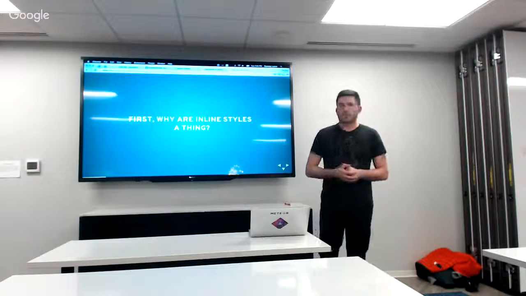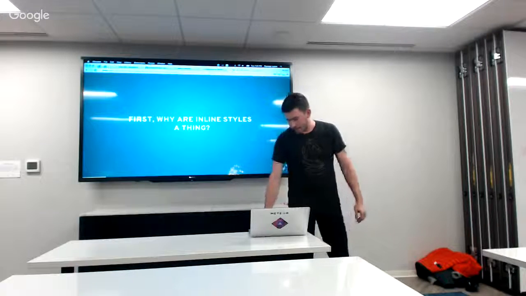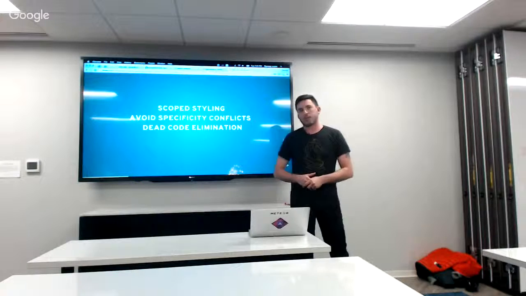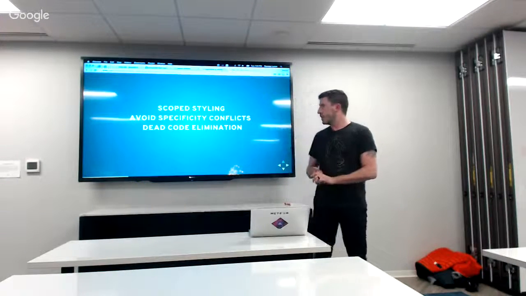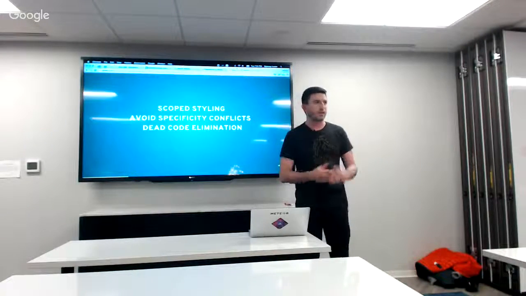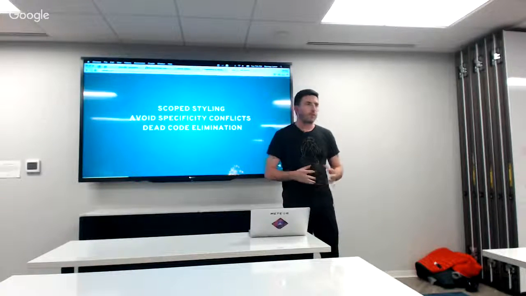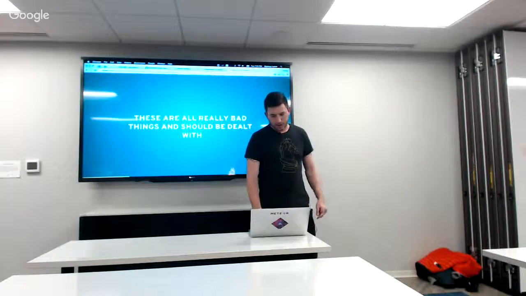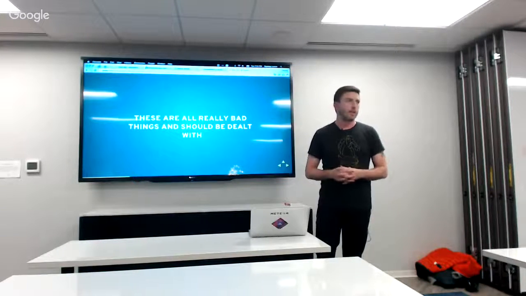First of all, let's talk about why people are using inline styles, or what problems they solve. With inline styling, you get scoped styling. So it's nice, you have all your styles in your component. You don't have to worry about specificity conflicts. That kind of goes along with scoped styling, and dead code elimination. So you don't have to worry about repeated styles conflicts. There are some other reasons too, but these are all generally considered pretty bad things, what most people hate about CSS.